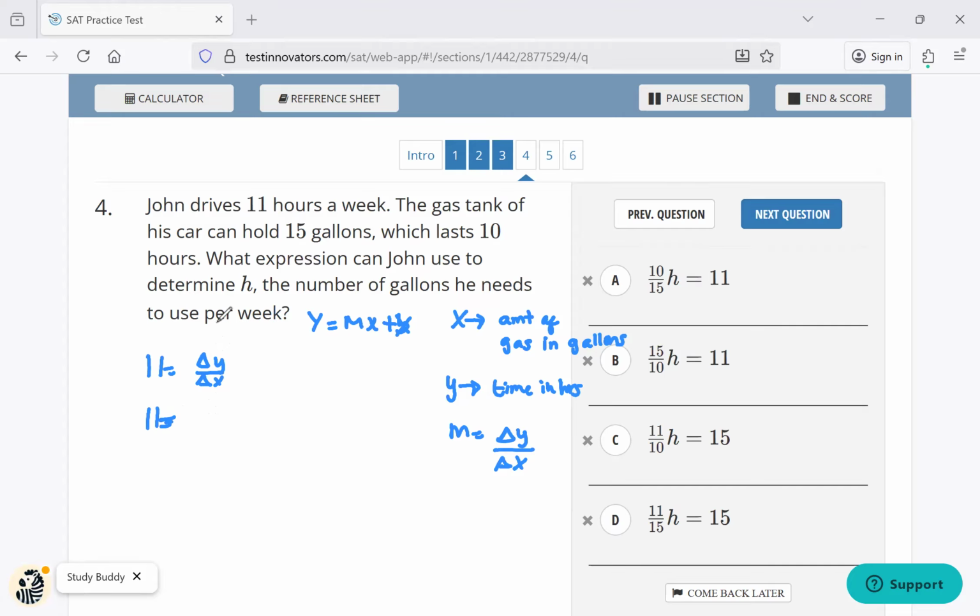The gas tank of his car can hold 15 gallons, which lasts 10 hours. So it's 10 over 15 times h, right? My change of y is 10, right? Change of y is time in hours, so that's why I put 10 on the top. And change of x is on the bottom, which is 15. Okay, so that gives us this equation. So that would be letter A.